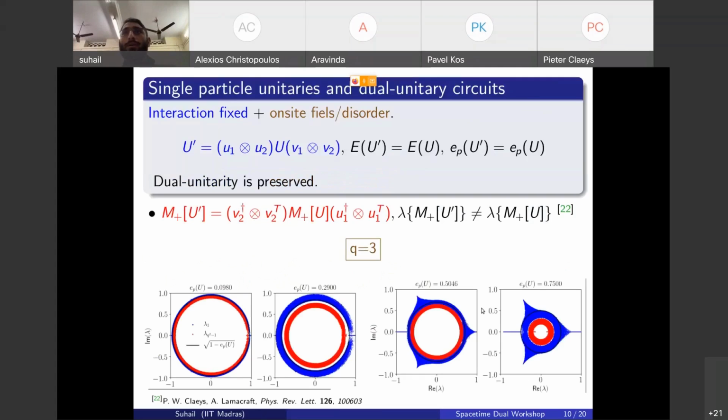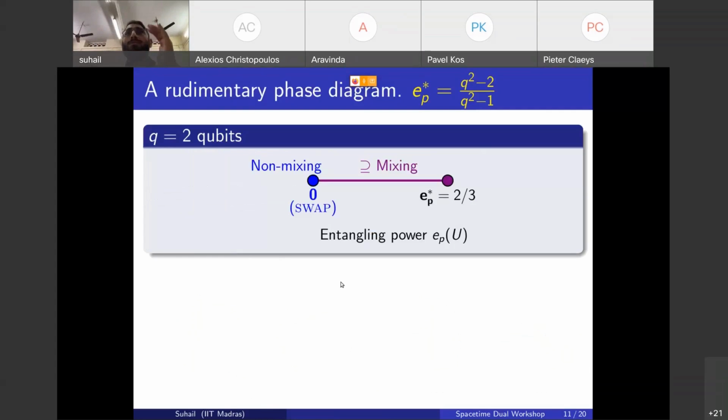Let's see some examples. For q equal to 3, we take 4 different dual unitary operators and look at the spectra of M plus. The largest eigenvalue is lambda 1, and lambda q square minus 1 will be lambda 8 in this case. This is essentially the M plus channel. The first case is close to EP equal to 1, and then we turn on, so to speak, the interaction. We increase the entangling power and go from left to right, and you can see that this ring, apart from the nice shapes and all that, kind of shrinks. So there seems to be some correlation with the entangling power. And what we found is something like this. This is a rudimentary phase diagram.